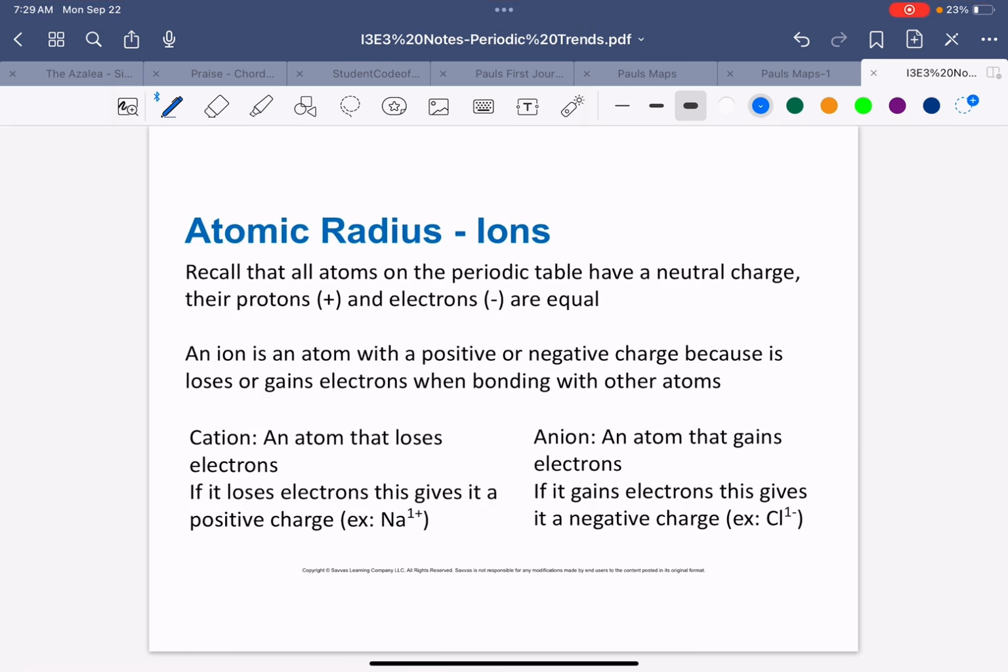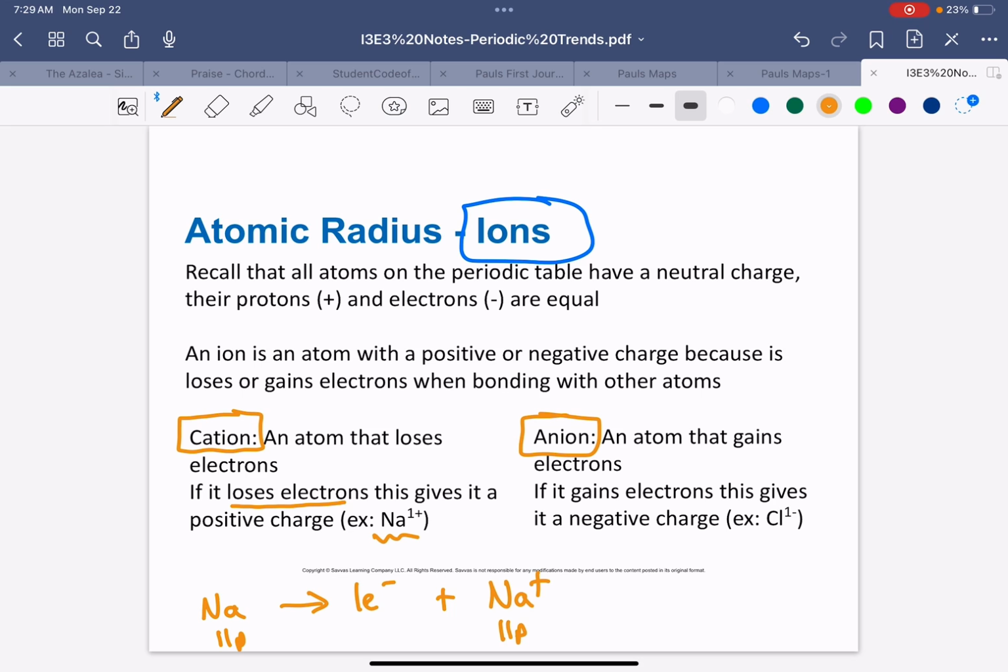Okay, next trend, atomic radius and ions. So how do ions factor in? Well, there are 2 words that we want you to write down in your notes: the first one is cation, the second one is anion. Cations lose electrons. So essentially, if something loses an electron, it takes on a positive charge. So think about sodium. If it loses 1 electron, what's left over is a sodium that carries a positive charge. It has the same number of protons, and now it has one less electron. So this gets smaller. So cations get smaller.